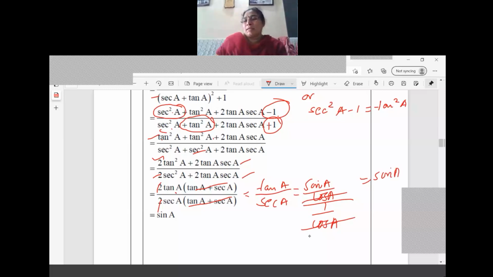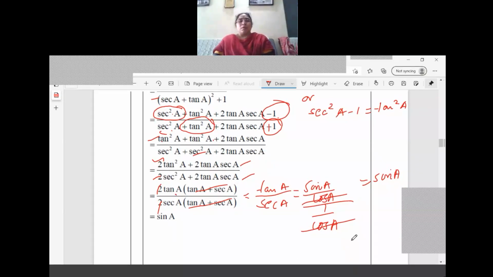That is our LHS. So actually it is asked to show that sin A equal to (p square minus 1) by (p square plus 1) only. But here what we are doing? We are starting with the RHS and proving that it is equal to the LHS.